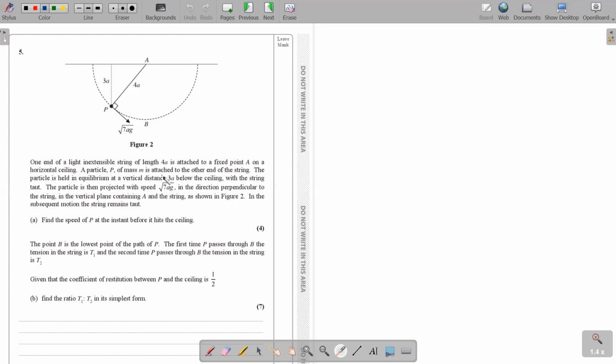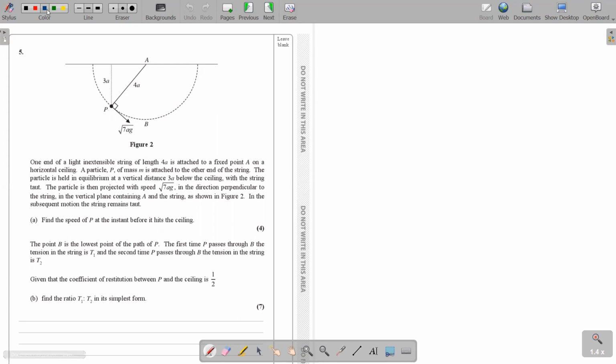So what are they saying here? Find the speed of P at the instant before it hits the ceiling. So they say here that this is supposed to reach up all the way over here, and it's even going to hit the ceiling. So you are supposed to find the speed before it hits the ceiling.